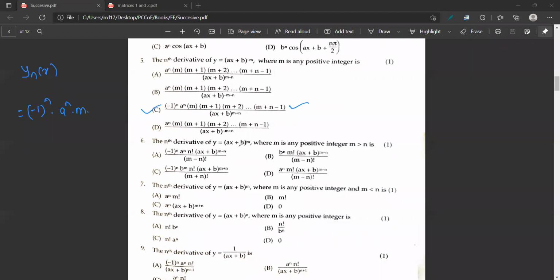Now in the next case, whenever there is ax plus b raised to m, all the things are positive, so there is no need to write minus 1 raised to n here. The earlier case was in the denominator, just like y is equal to 1 upon ax plus b raised to m. Now here everything is positive. So what is the formula for this one? Can anyone tell me? It is a raised to n into m factorial into ax plus b raised to m minus n, upon m minus n factorial. Clear?